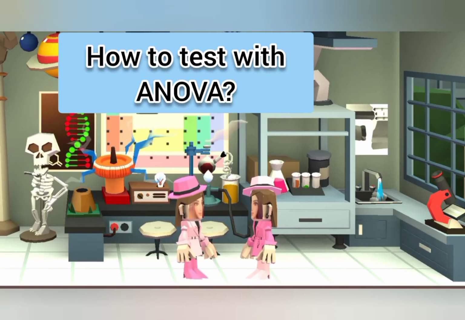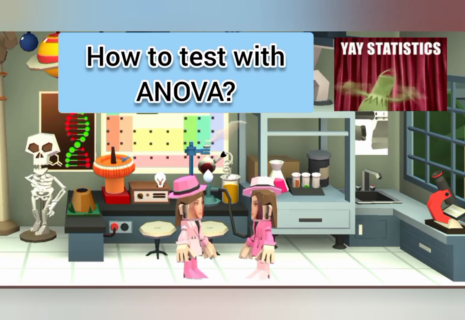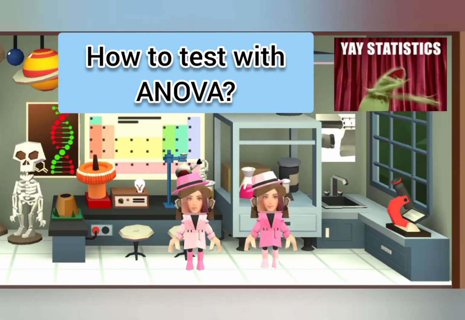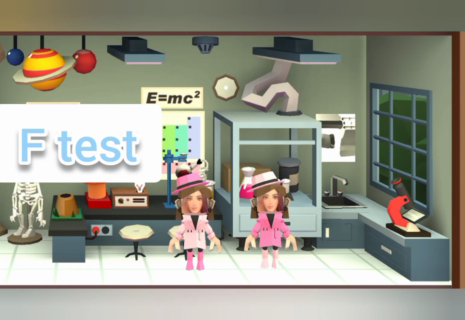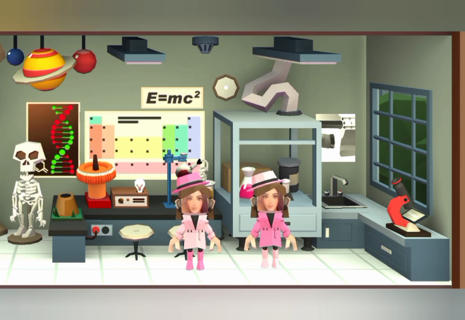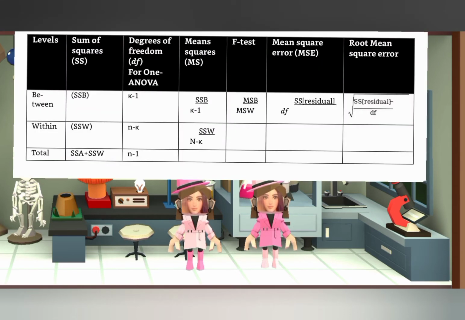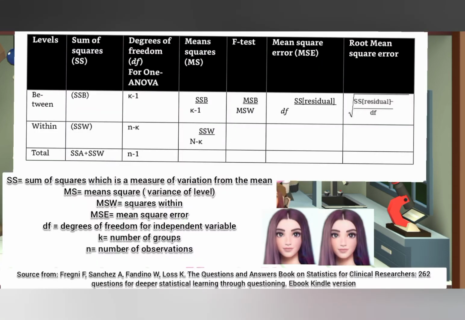I have a question, Sarah. How to test with ANOVA? Well, here we have the F-test for statistical significance, which compares multiple means at the same time. And the error is measured for the entire set of comparisons instead of for every individual two-way comparison. On the screen, we can see how one-way ANOVA is displayed for most statistical programs.